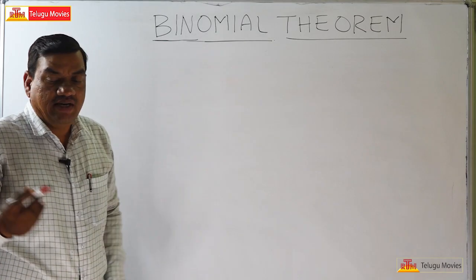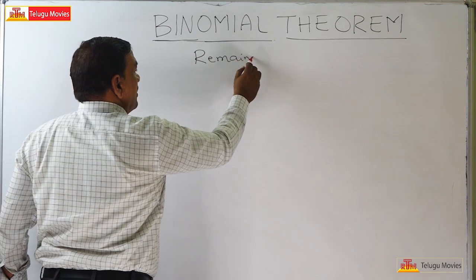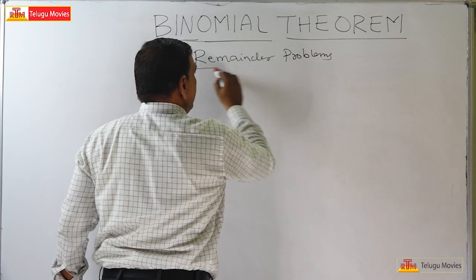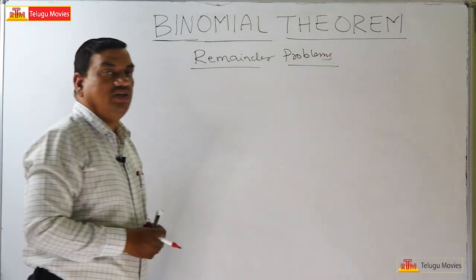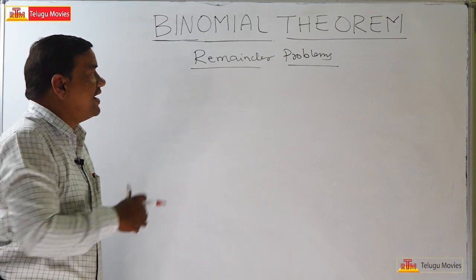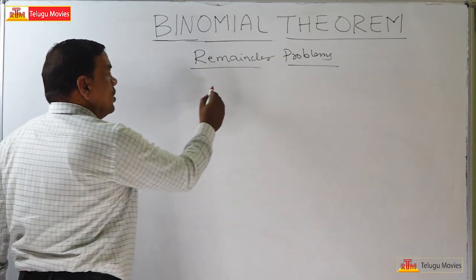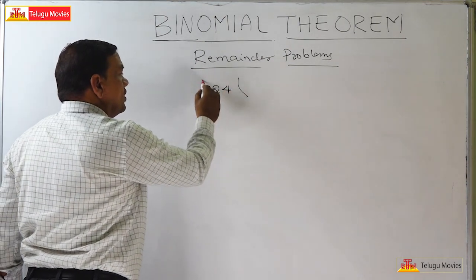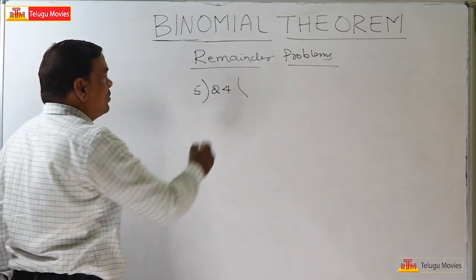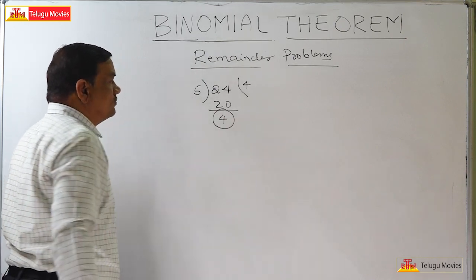Welcome to this concept. This concept is remainder problems. This is a very important application of the binomial theorem. What does a remainder problem mean? For example, if you divide 24 by 5, you know what the remainder is. 5 4s are 20. The remainder is 4.